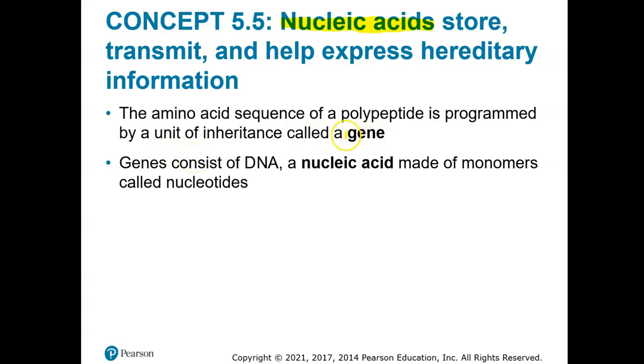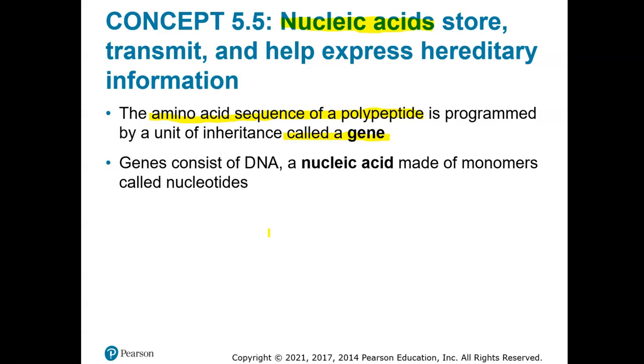So let's talk about what the word gene actually means. A gene is a piece of DNA that codes for a particular polypeptide. A gene codes for a specific amino acid sequence of a particular polypeptide. So when we say genes contain the code for our traits, what we're really saying is each gene codes for the amino acid sequence of a specific polypeptide. So genes are pieces of DNA.